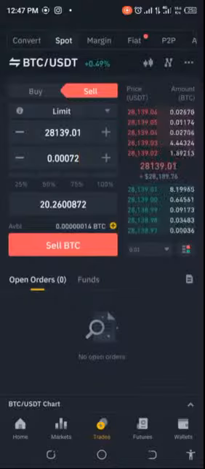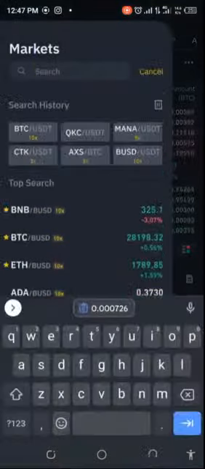So this is worth trying out. This is a triangular arbitrage within Binance. So let's go ahead and do this. Are we ready? Let's hope that this is going to go through fast. Okay, so let's go straight to our QKC USDT.